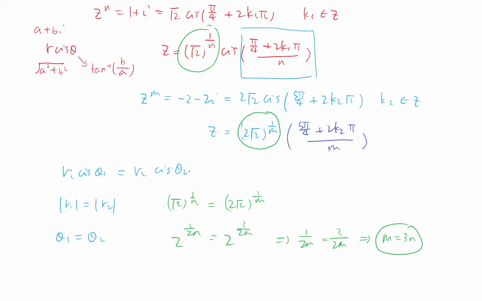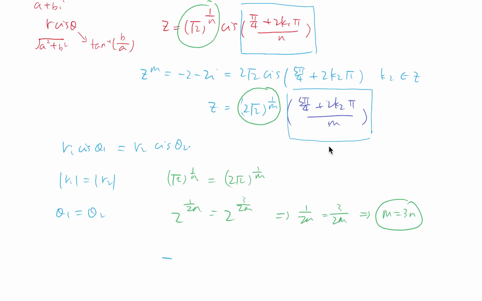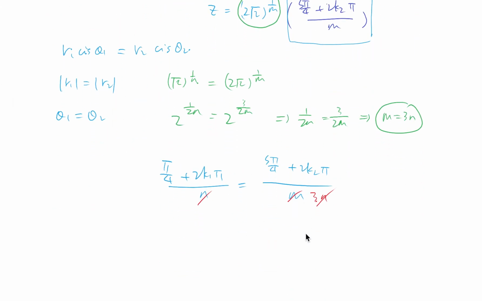So this argument must equal this argument. Those two arguments must be exactly the same. So let's equate them: (pi over 4 plus 2k1 pi) divided by n equals (5 pi over 4 plus 2k2 pi) divided by m. Then we substitute m with 3n. The n's cancel, and we can move the 3 to the other side. So we get 3 pi over 4 plus 6k1 pi equals 5 pi over 4 plus 2k2 pi.